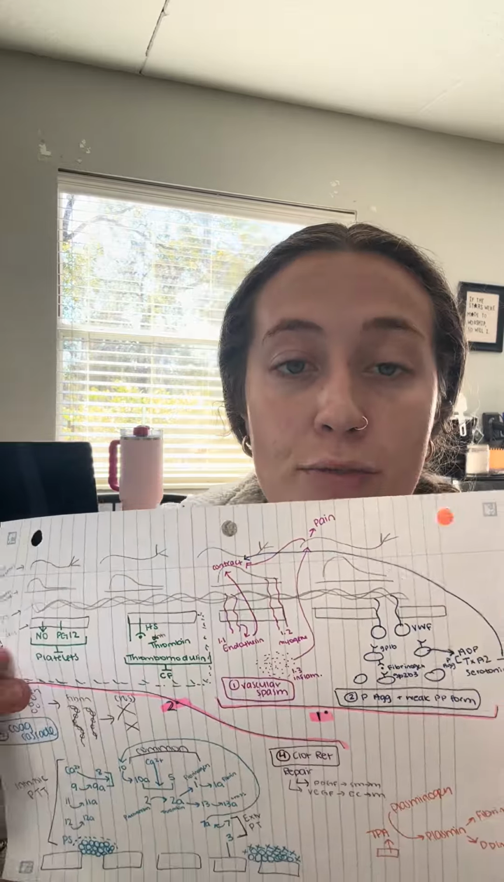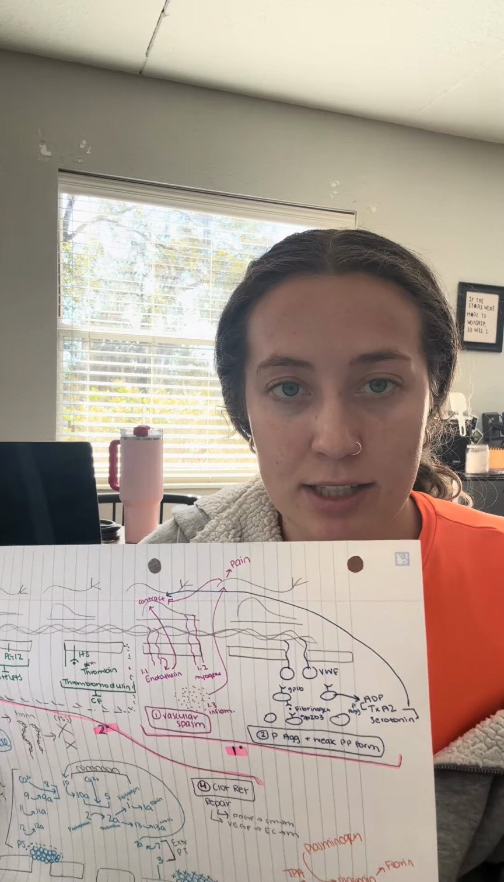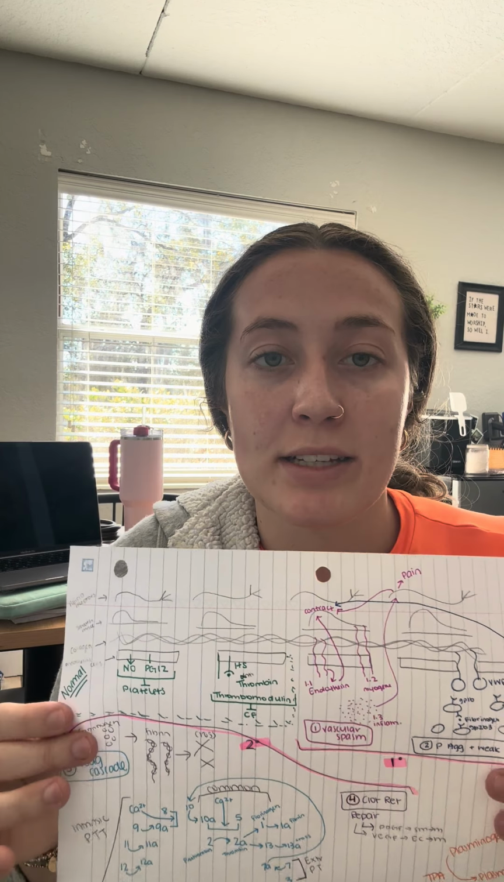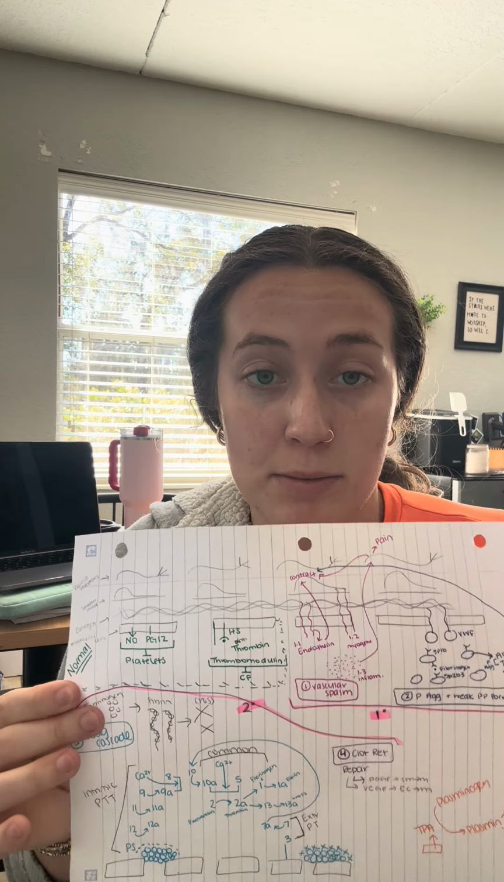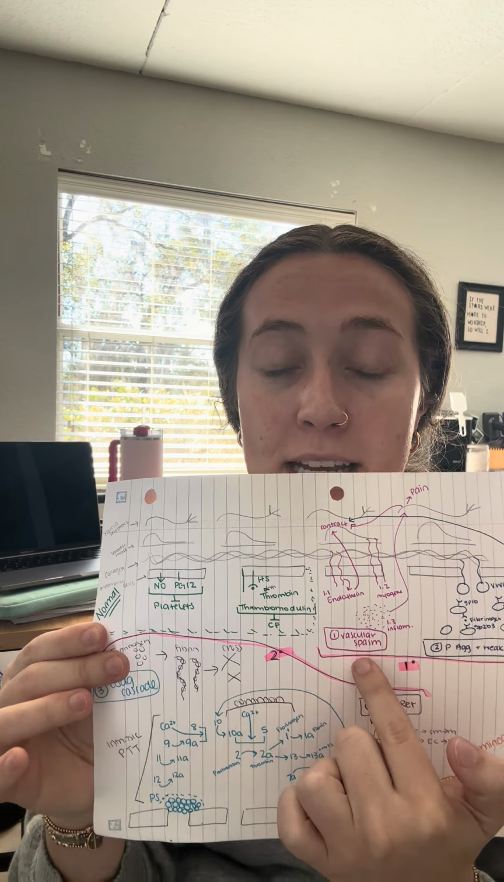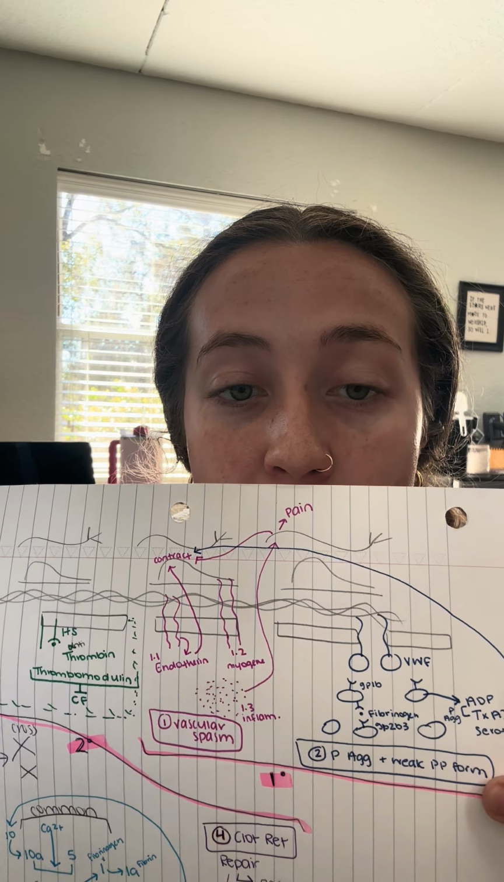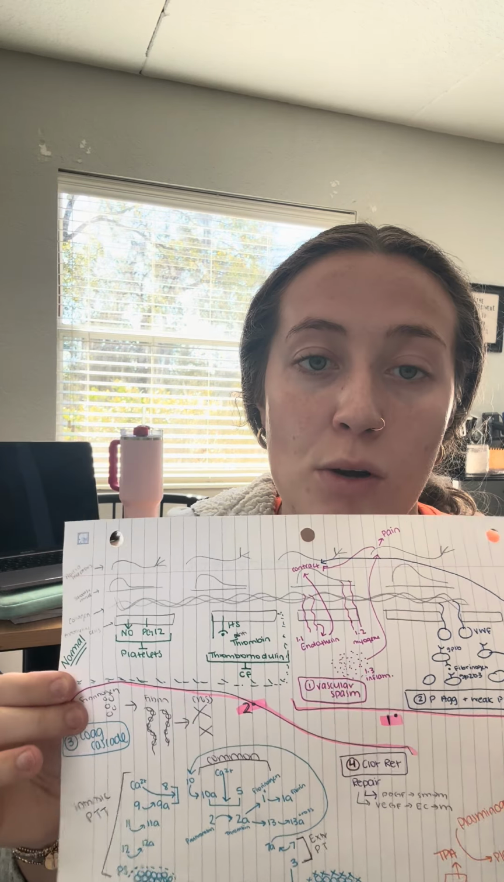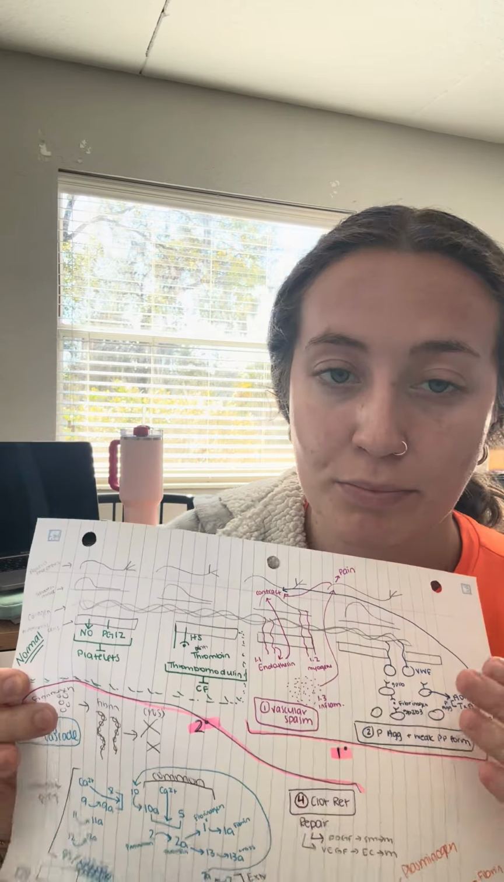So the first step of clotting, like I said before, was vascular spasm. And there's 4 ways of vascular spasm. However, only 3 occur in the actual vascular spasm stage. The 4th one occurs in platelet aggregation and weak platelet plug formation. So we'll discuss the first 3 ways here.